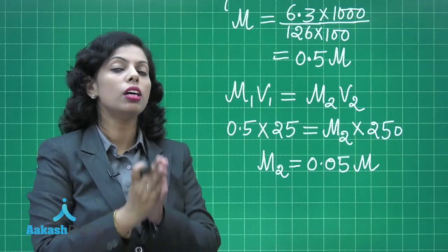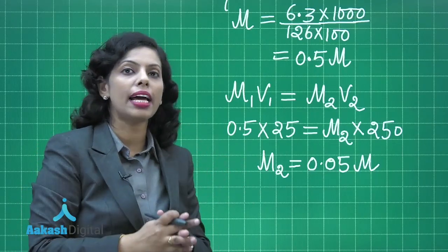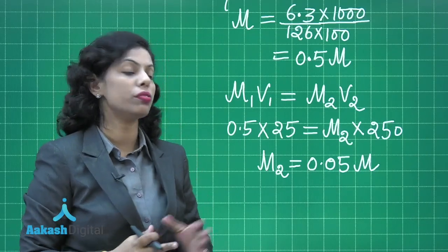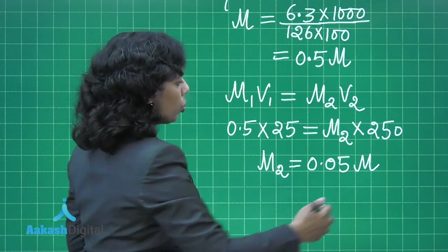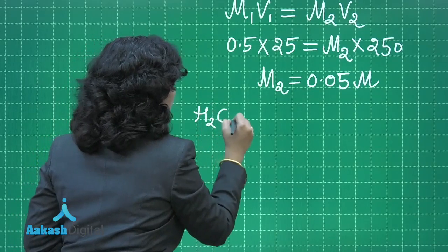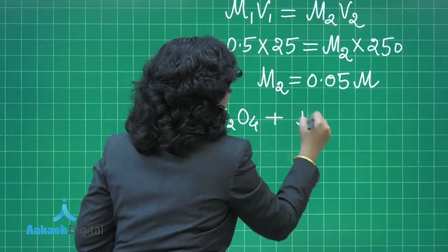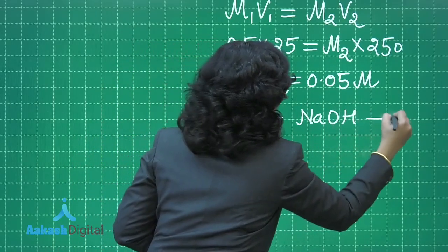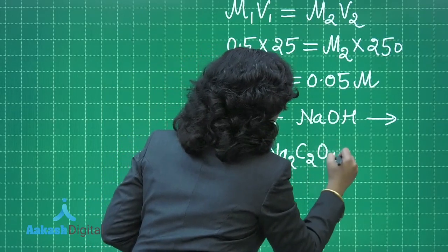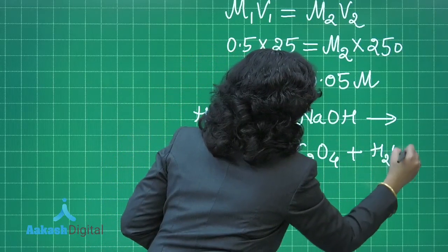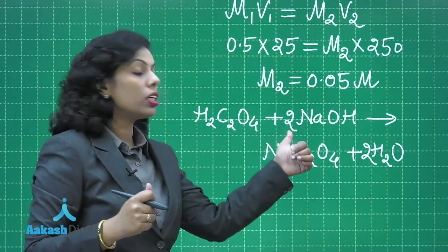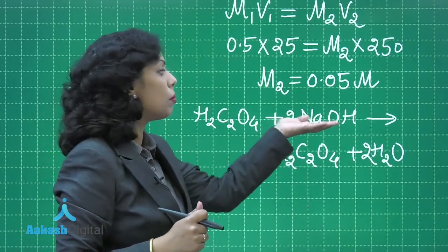Now, what is done here? Further, this solution is taken and neutralized by NaOH, and after that you just have to find the amount of NaOH required during the neutralization process. What would be the chemical reaction that will take place here? In this case, we have oxalic acid reacting with NaOH, and during this reaction, salt is formed and water is formed. So, this is the reaction which is taking place. With the help of this, we can easily find the required amount of NaOH.